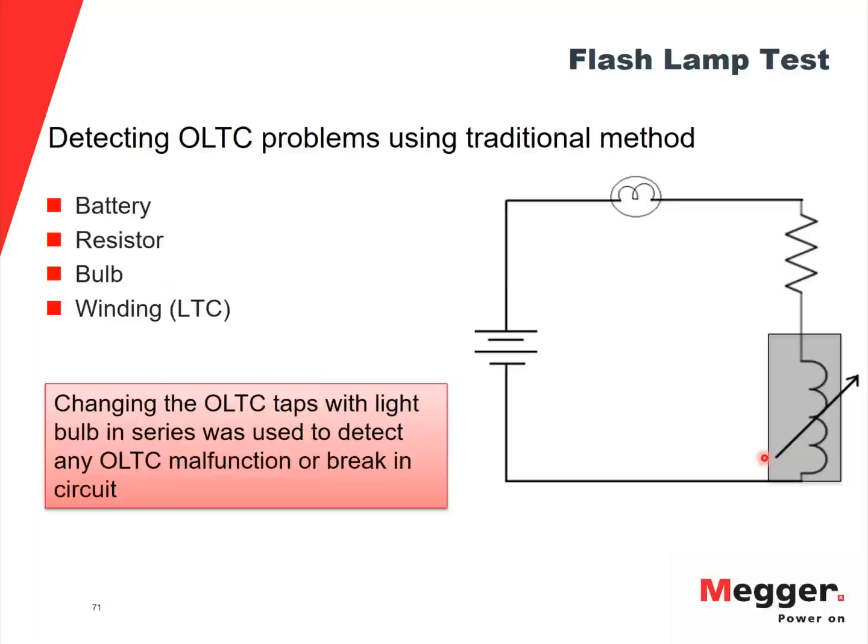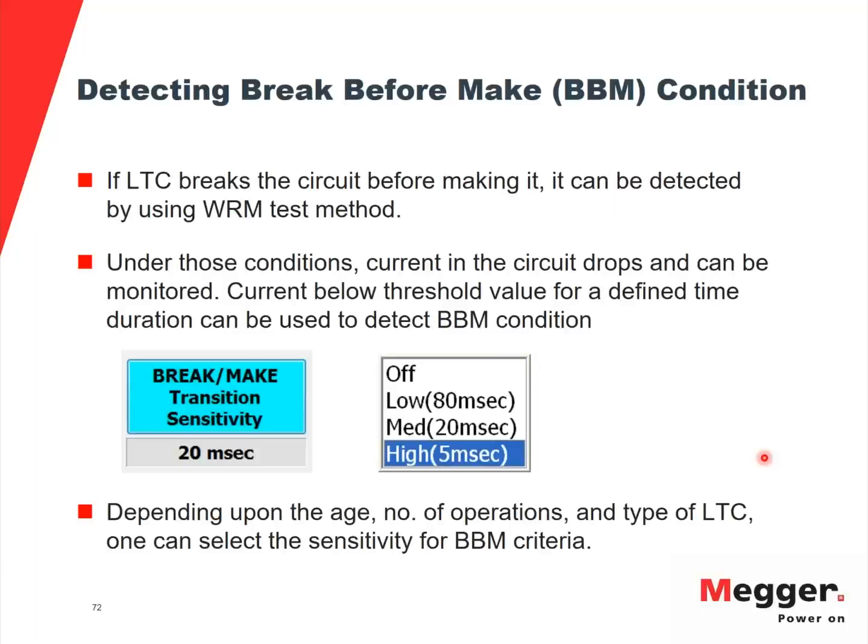In the past, people used to use a battery and a bulb, and they would exercise the tap changer. And if the bulb goes off during the change of the tap changer, that would be an indication that there would be a problem with the tap changer. But nowadays, with the automated test instrument, you can define your parameters as to how sensitive you want the test to be, and you can do this make before break test, and find out if the tap changer is transitioning properly from one tap position to the other.